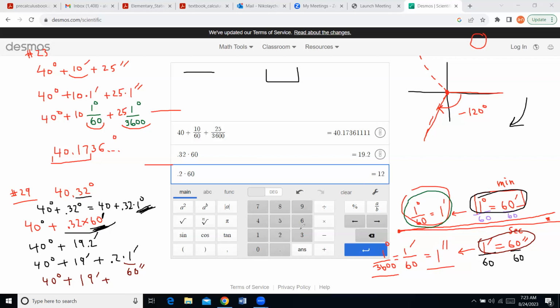Anyways, while I had this story, it looks like I multiplied 0.2 by 60 and produced 12. So that's 12 seconds, and this is the answer. So we can write it as 40 degrees, and instead of plus, I put "and", or nothing: it's 19 minutes and 12 seconds.